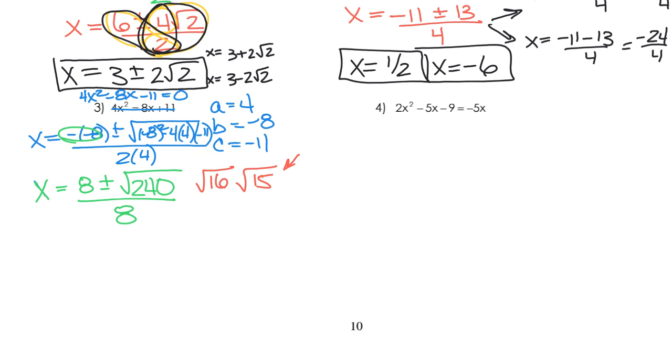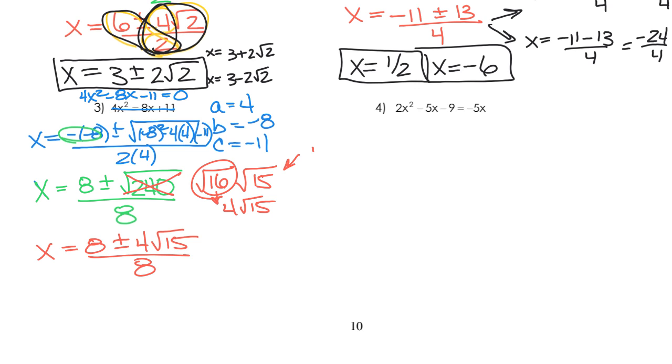The only perfect square that goes into the square root of 15 is 1, and when that happens, I know that the square root of 16 is my largest, and it's going to become a 4 square root of 15. And so in my next step, I'm going to replace that and say x equals 8 plus or minus 4 square root of 15, all divided by 8.